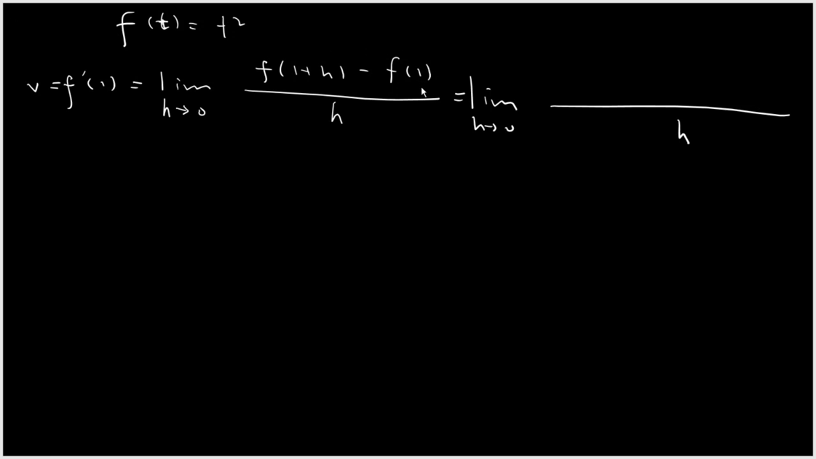Now let's try to plug everything into the function. f of t is t squared, and then how do you get the value of the function at 1 plus h? Wherever you see 1 plus h, you replace it with the whole thing squared. I'm trying to say it's 1 plus h squared, minus the value of the function at 1. The value of the function at 1, you know how to compute that. You replace t with 1, you have 1 squared.